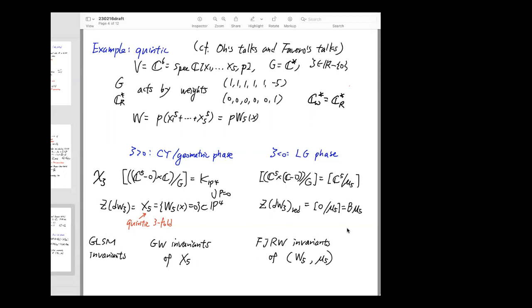In the Landau-Ginzburg case, which corresponds to negative zeta, P cannot be 0. We get this orbifold. The critical locus is supported at the origin. We have a fat point. So as we know, when zeta is negative, in the Landau-Ginzburg phase, the GLSM invariants are FJR invariants of the Fermat quintic polynomial.